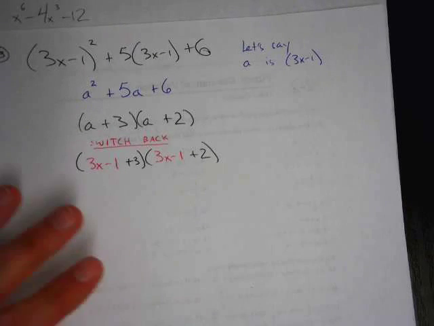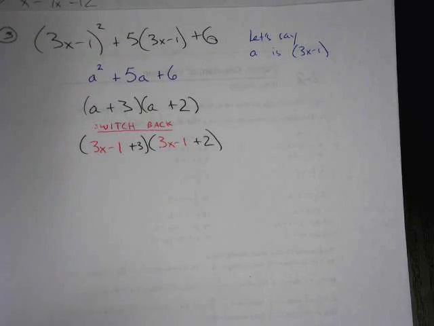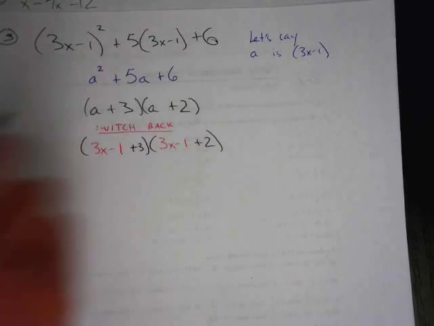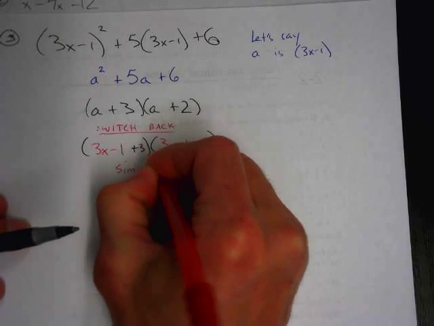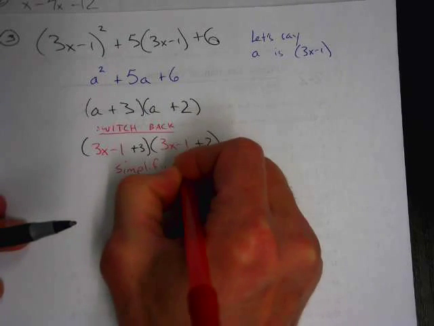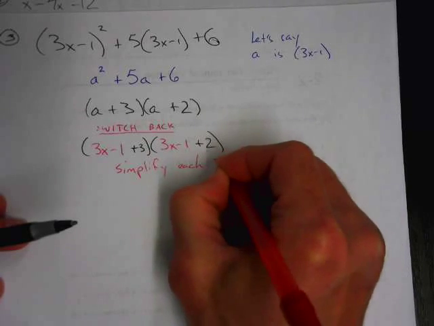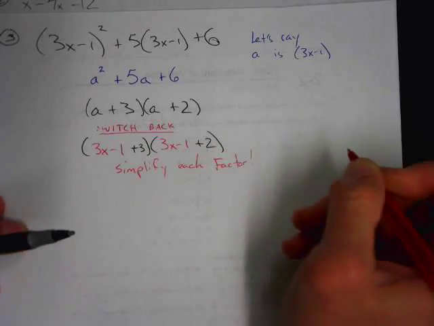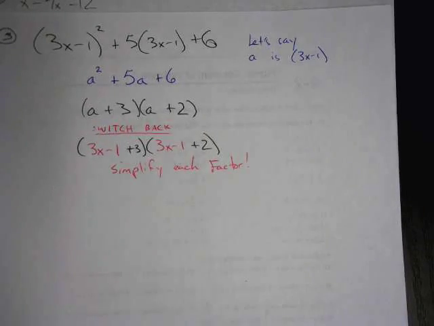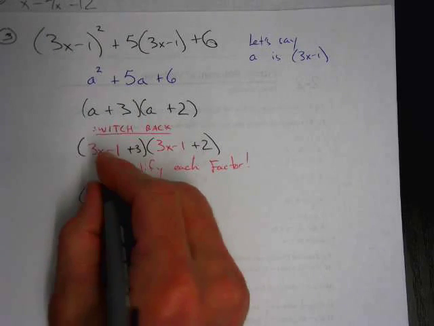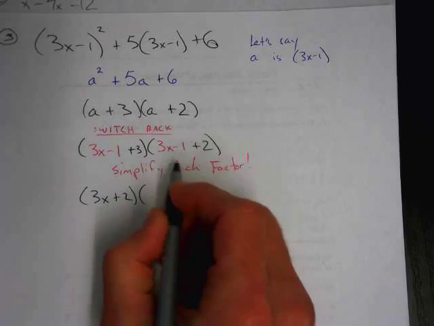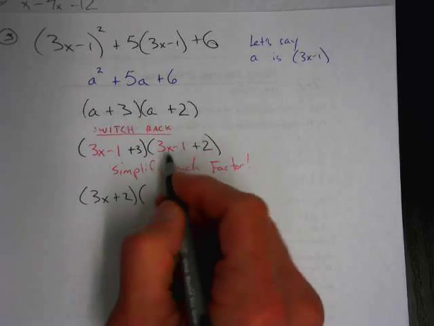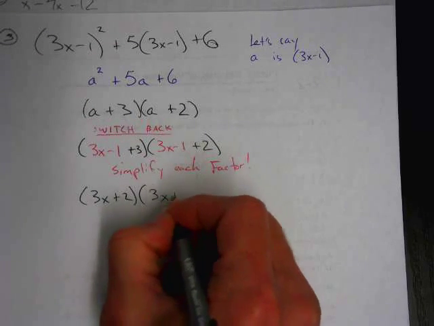That is not going to help me graph anything, right? This is not going to help me graph or solve anything. So what do we do now? We can simplify, right? We can totally simplify each factor. So simplify each factor, and then we're good to go. So our first factor, we have 3x minus 1 plus 3, or 3x plus 2. And the second factor, 3x minus 1 plus 2, or 3x plus 1.